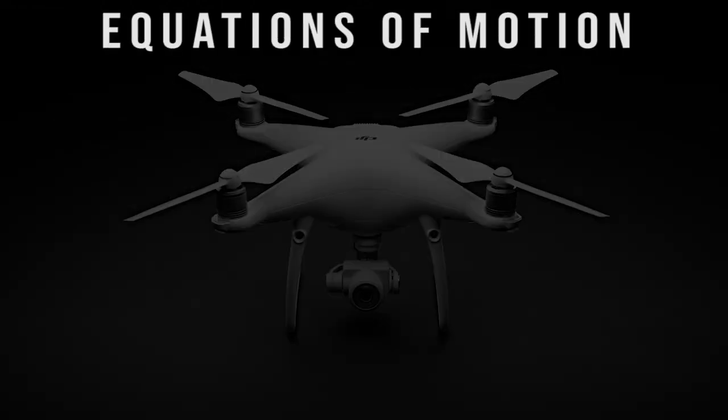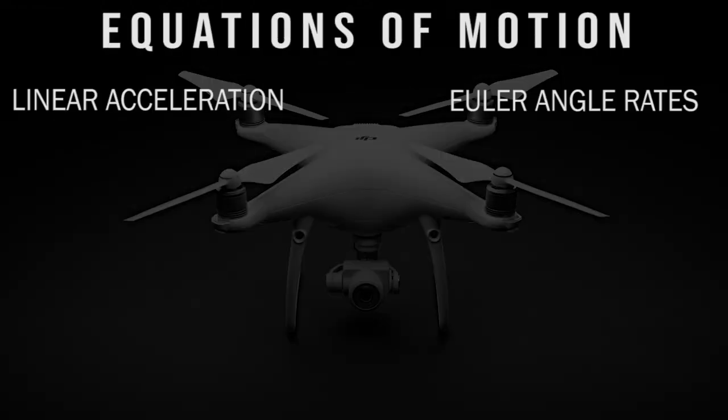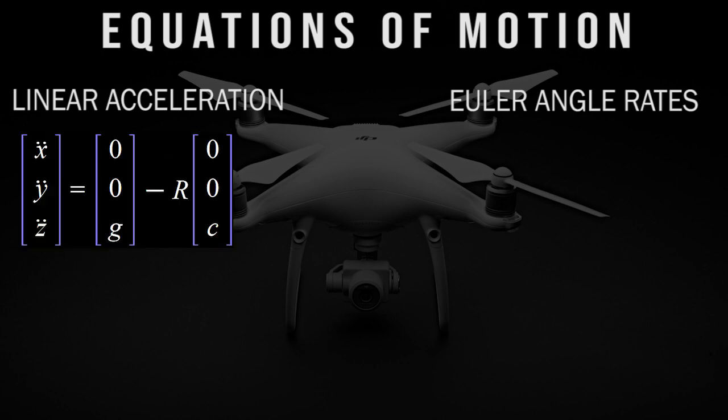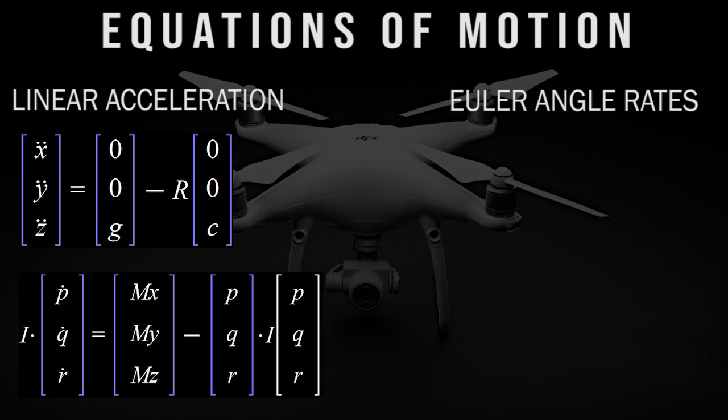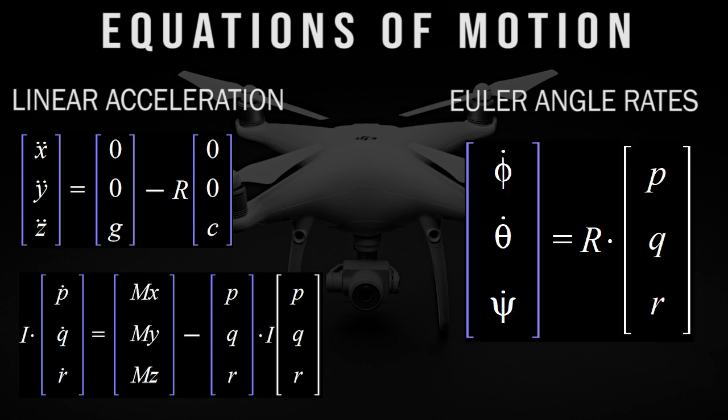The equations of motion can be broken down into linear motion and angular motion, and the relevant equations are obtained online for any 6 degree of freedom moving body. You have your Euler angle rates, your x, y, and z accelerations, as well as your moment of inertia and your body acceleration rates given by p, q, and r.